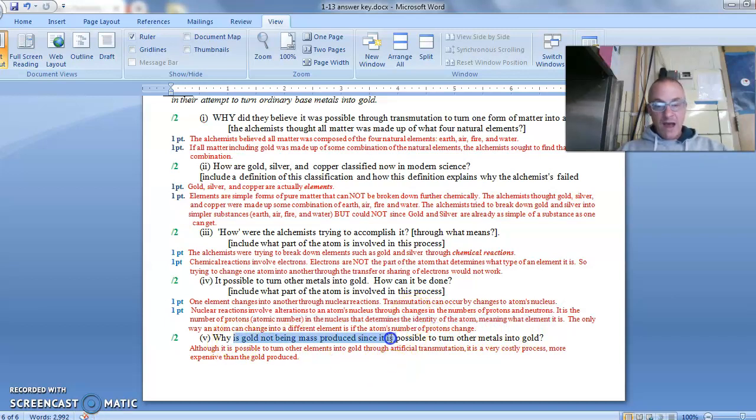Question 5, then why isn't it done? Why don't we change other metals into gold and get very rich? And it is because the process of changing one element to another, the process of changing the nucleus of one atom into another artificially, is an extremely costly process, and the process itself is more expensive than the gold that is made.